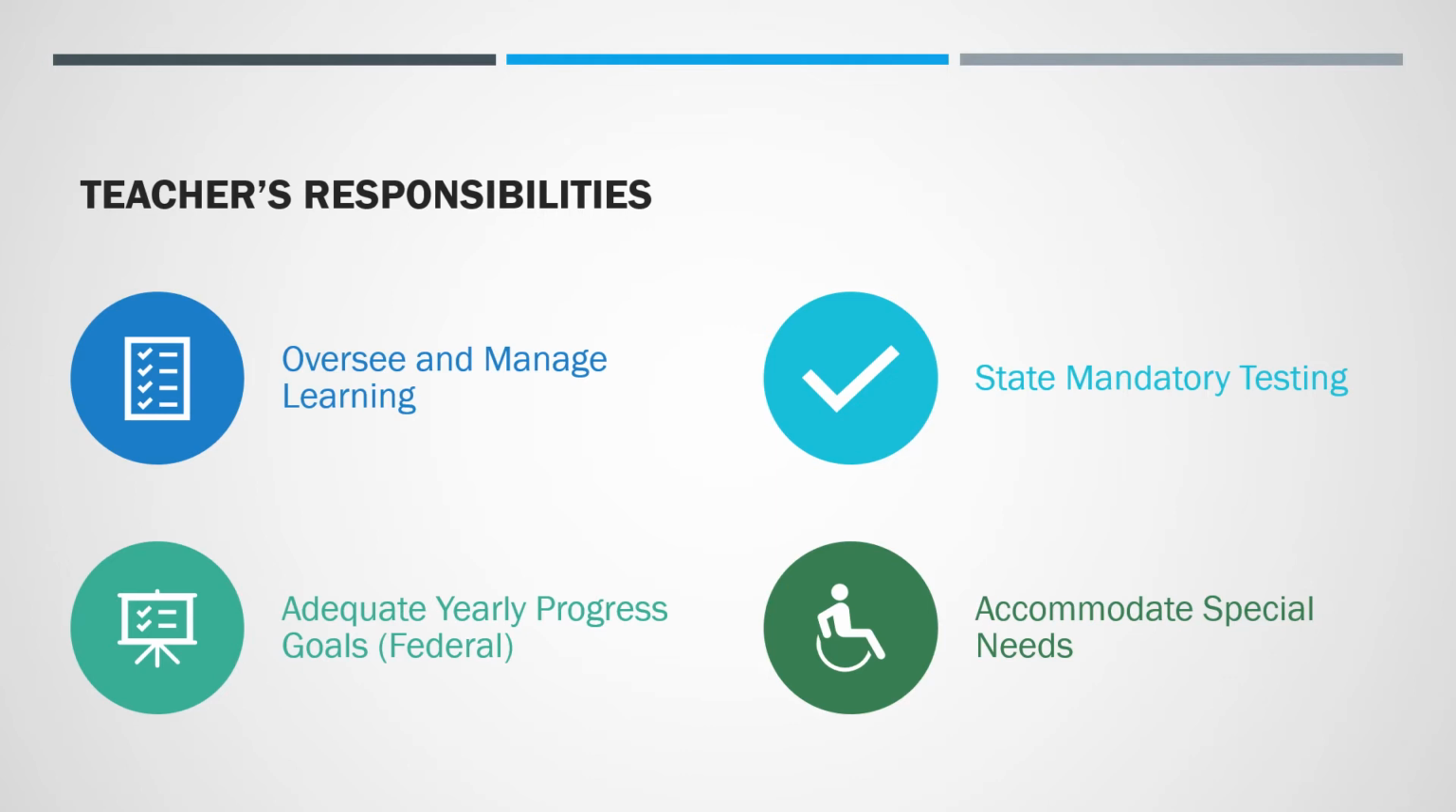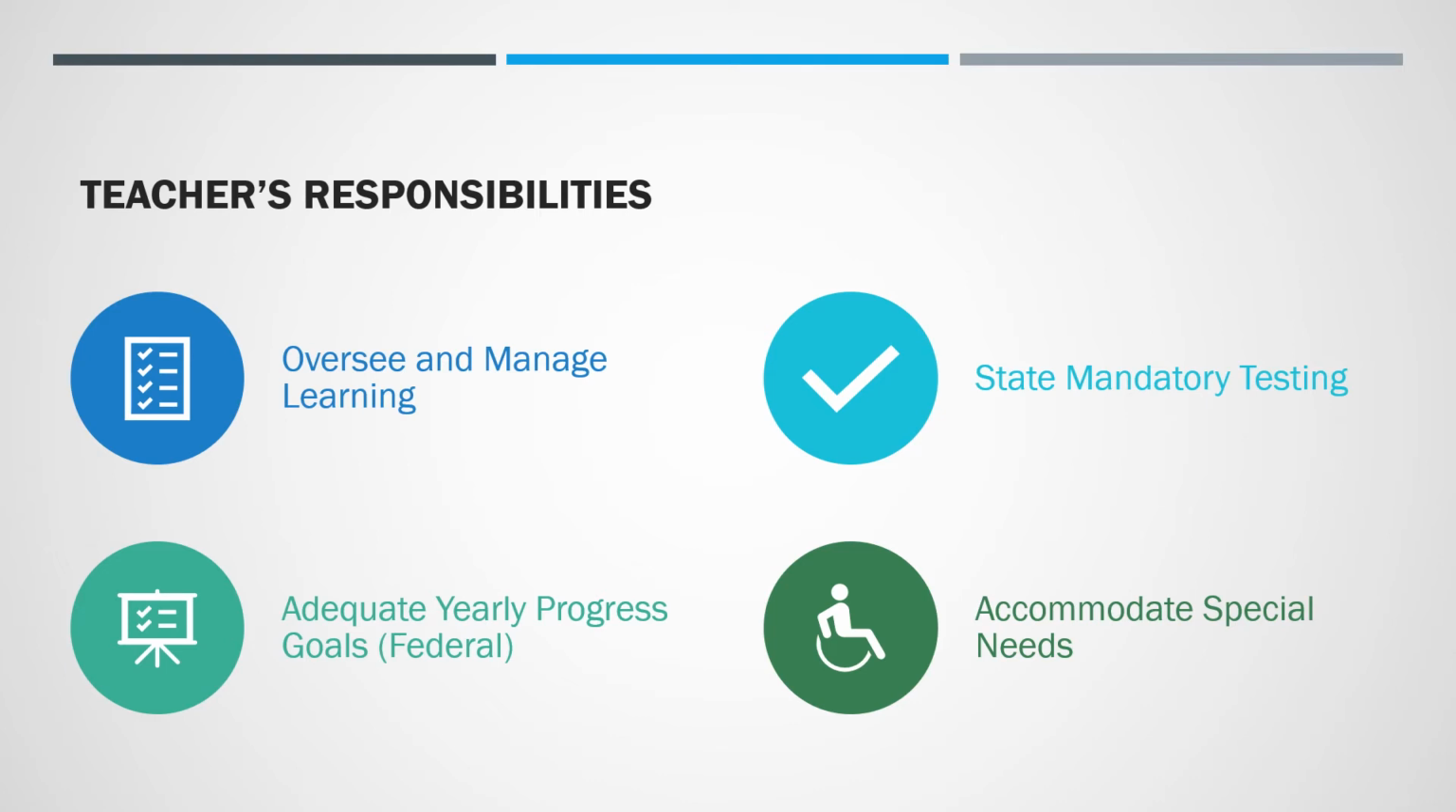And I didn't know what AYPs are, but it's adequate yearly progress. And this is part of the No Child Left Behind Act. This goes into some of that state mandatory testing. Are you actually looking to make sure these students are progressing year after year? This is a federal guideline that also goes in to make sure this curriculum is actually meeting some type of quality. And then, of course, you have to make sure you're accommodating anyone with special needs.